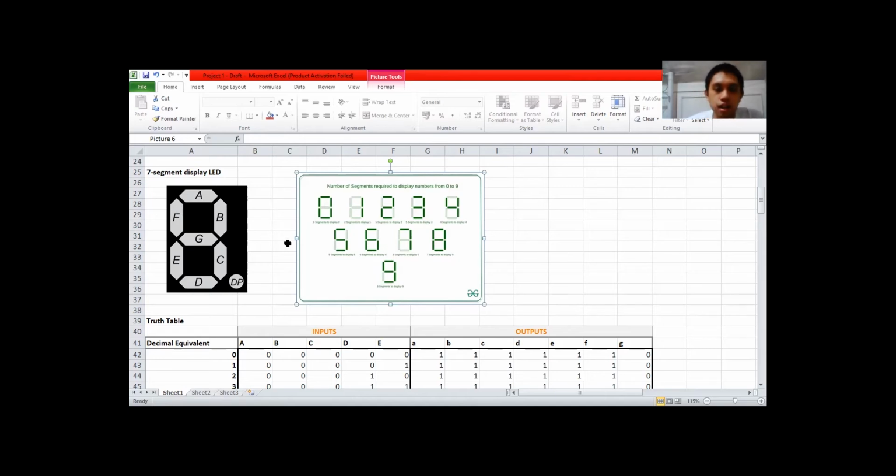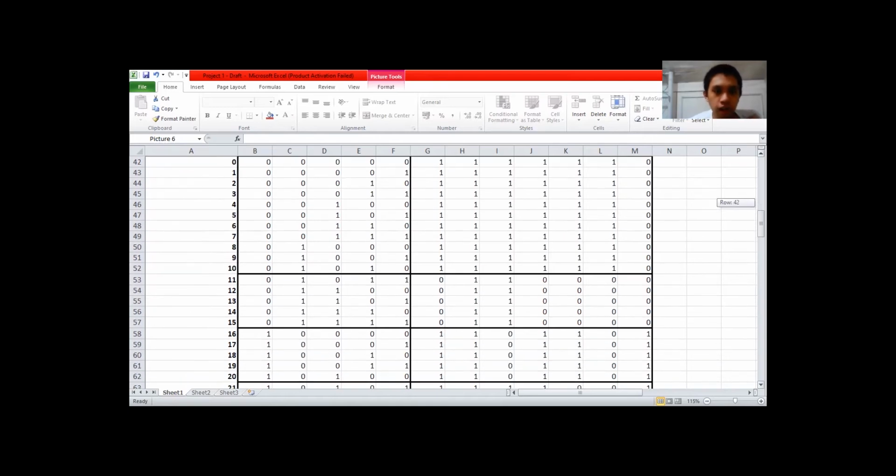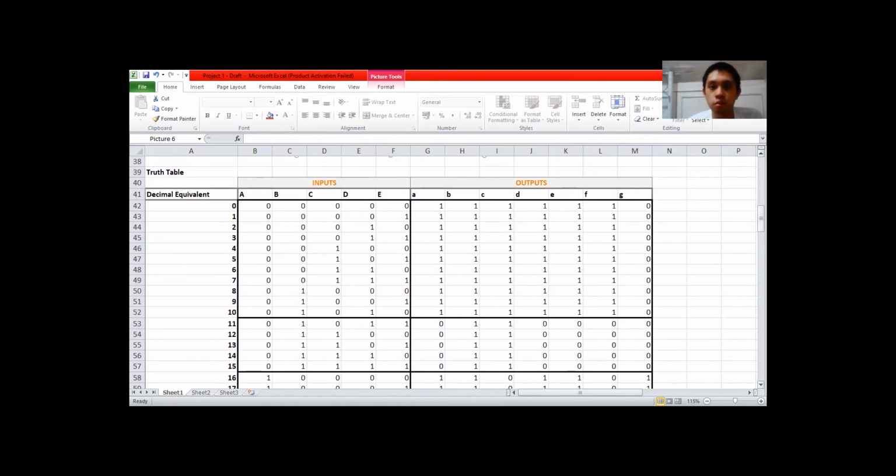And lastly, output 9, the only segment that has a low signal is segment E, while the others have a high signal in order to form the output of 9. So here is the truth table that we created in order to analyze the inputs and the outputs for our problem.